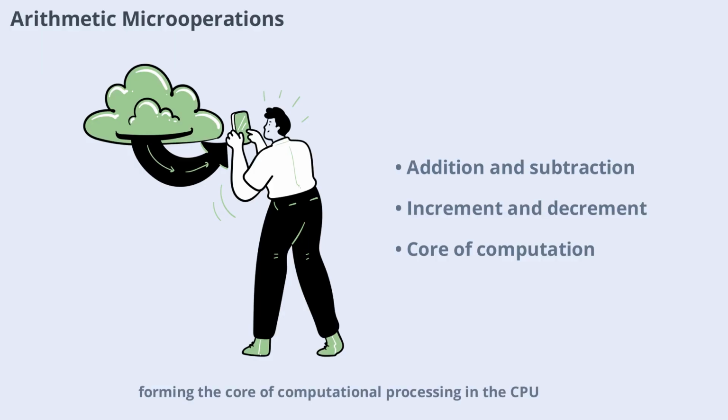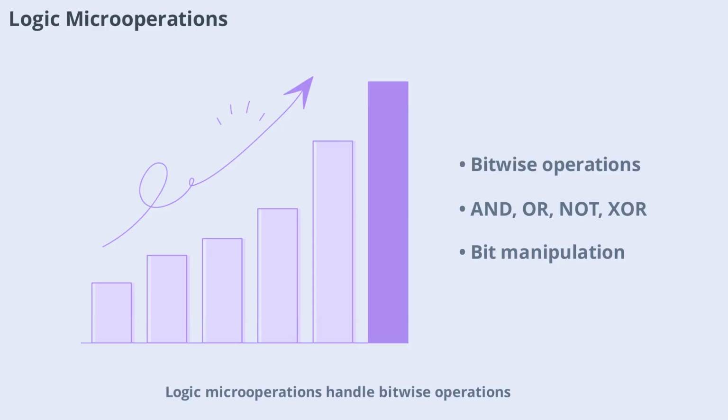Logic microoperations handle bitwise operations on the data in registers. These include AND, OR, NOT, and XOR operations. Logic microoperations are used in decision-making processes, data masking, and manipulating individual bits within a register. For example, performing a bitwise AND between two registers is a logic microoperation. These operations are essential for tasks like setting, clearing, or toggling specific bits in data.